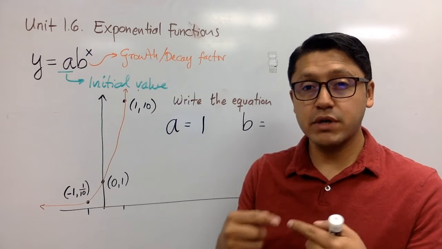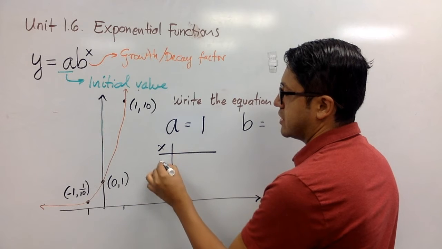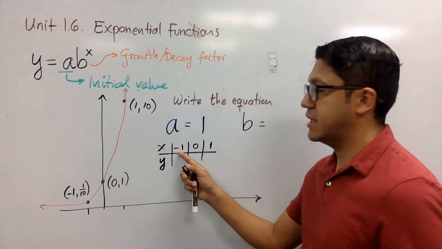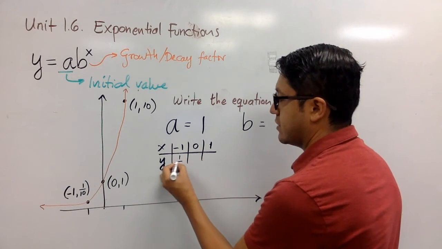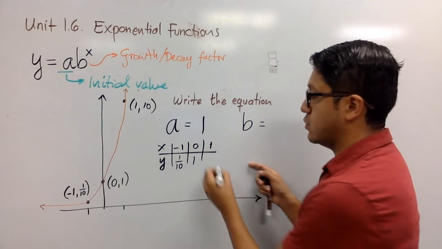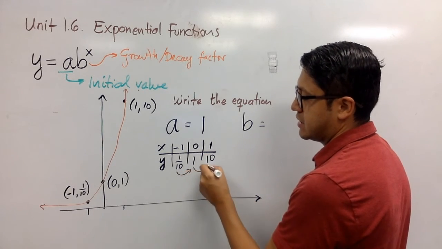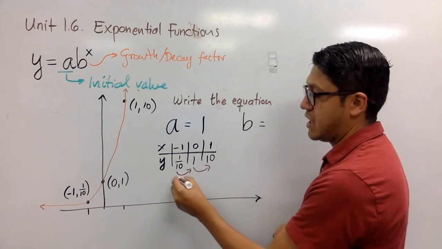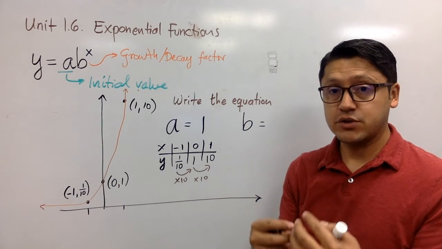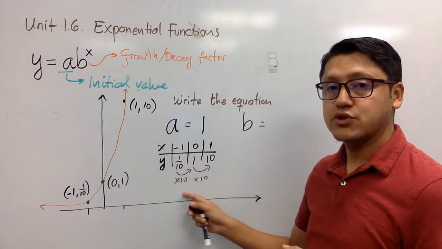B is that recurrent number that is multiplying every single time. So I could do this. I could say, well, when x is -1, the y value is 1/10. When x is 0, the y value is 1. And when x is 1, the y value is 10. So you take a look at that and you say, well, it seems like as I go further, one step at a time, I am multiplying by 10. And this recurrent factor, or the product that is recurring every time, is the one that is telling me that B value. So it's 10.